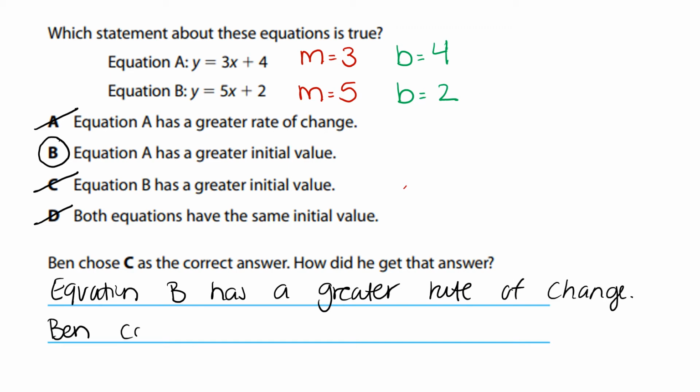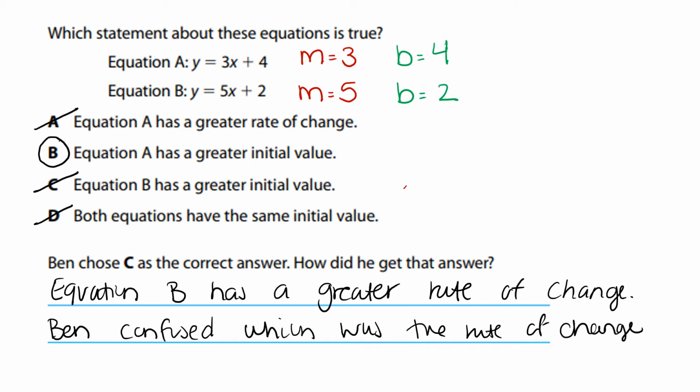Ben confused which number was the rate of change and which was the initial value. He mixed them up. He thought the 5 was the initial value.